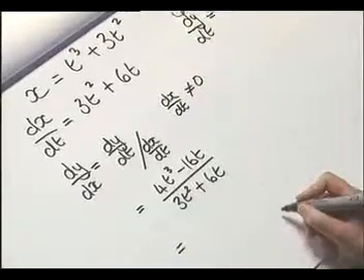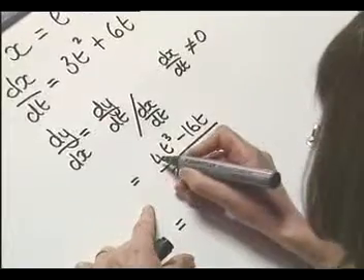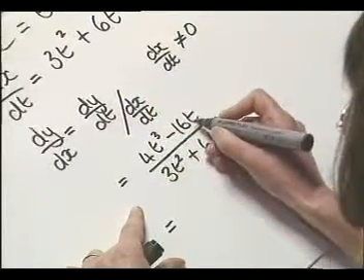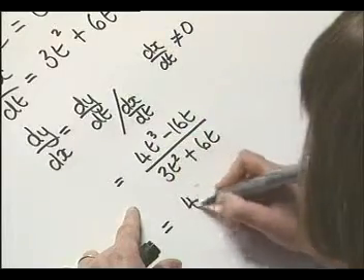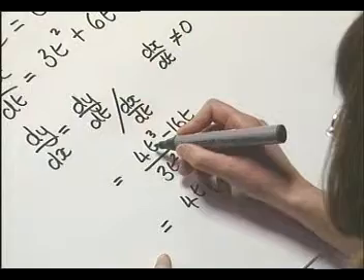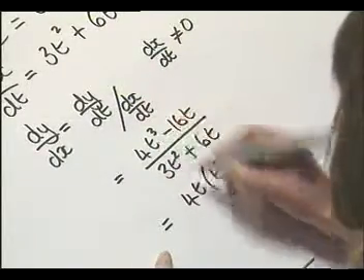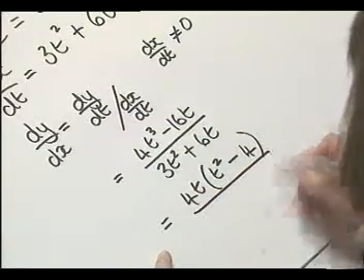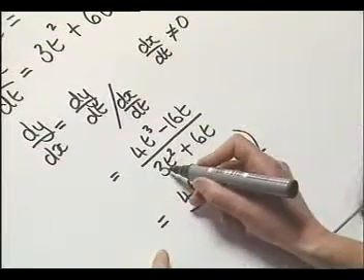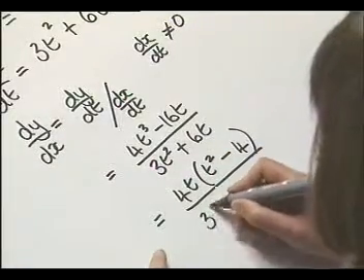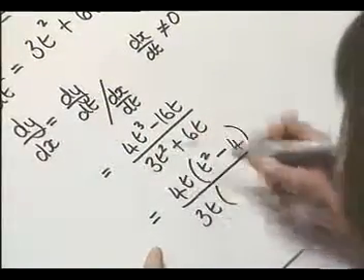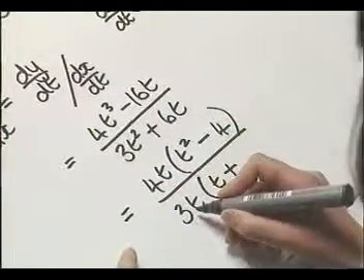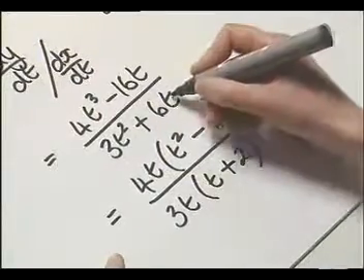Now let's tidy this up a bit and see if there are things that we can cancel. Here at the top, we've got 4t cubed take away 16t. Common to both parts of this is a 4 and a t. So if we take 4t outside a bracket, inside we'll have left t squared, that makes 4t cubed, take away 4. Underneath, common to both these parts is 3t. So take 3t outside a bracket, and inside we're left with t, so that when it's multiplied out we get 3t squared, plus 2. Again, 3t times 2 gives us our 6t.